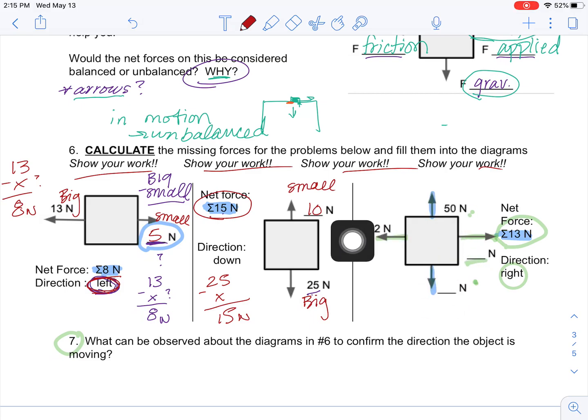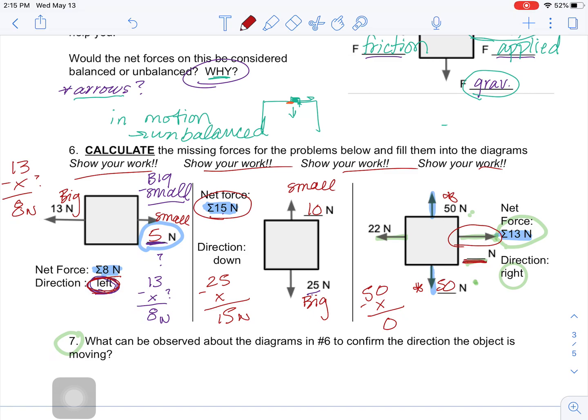Here again, I've got 4. I've got the vertical and I've got the horizontal. I know this object is moving to the right. So I know that's going to be my overall biggest. It's not moving up or down. So when I think about these two, I know there's no up or down motion. So that means my net force here has to be 0. So when I subtract these two, I've got to get to 0. That leaves this as a 50.